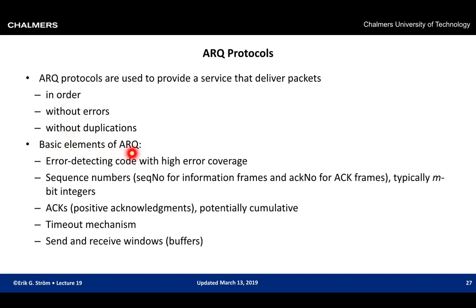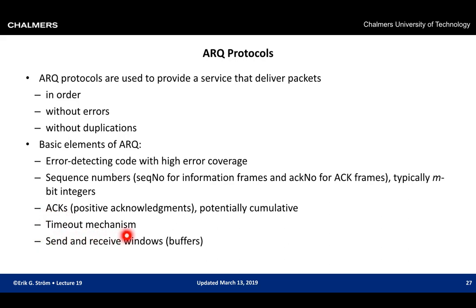The basic elements of an ARQ protocol are, first, we need some error detecting code, and that is basically to figure out that whatever we receive has not been affected by errors, otherwise we throw it away. We need sequence numbers, to keep track of everything so we can deliver things in order. We also need acknowledgements, to inform transmitters that receivers have received the data they transmitted. There are different ways to do this, as we will see.